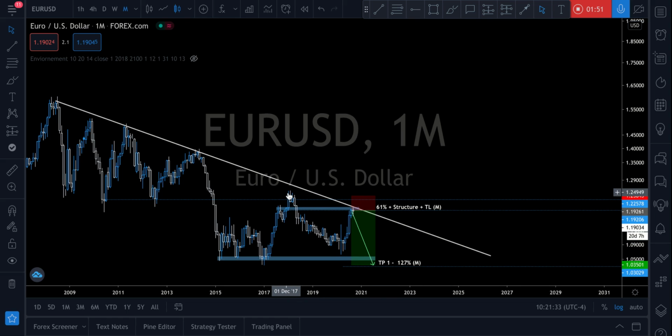We don't have an impulsive leg to the downside, so we don't really have a pattern on the monthly time frame. However, we have 3 pieces of structural confluence, including one of the Fibonacci levels, which is why we were looking for shorts. Now, if we go down, real quick.